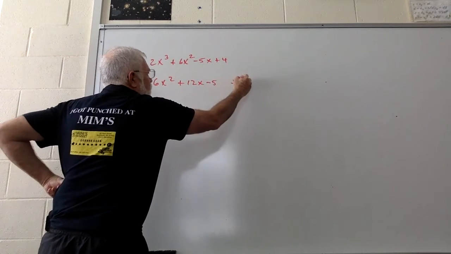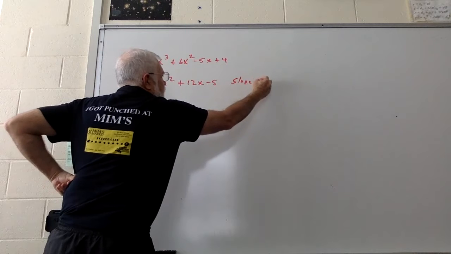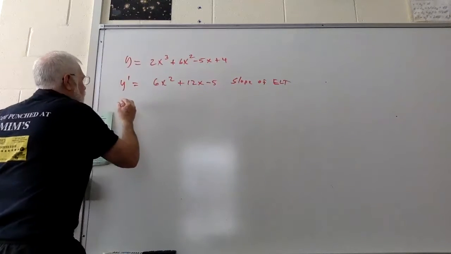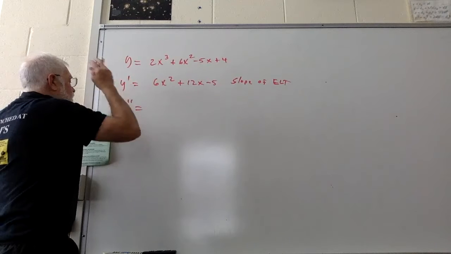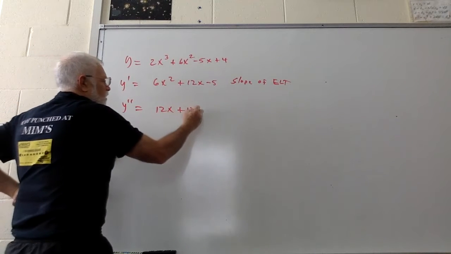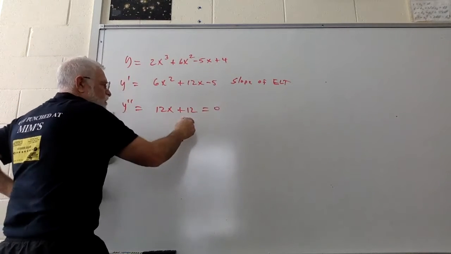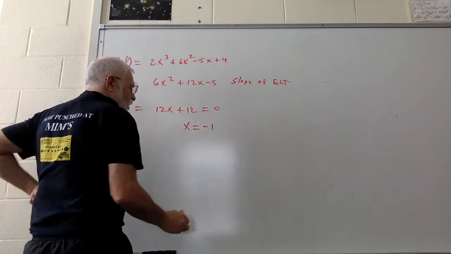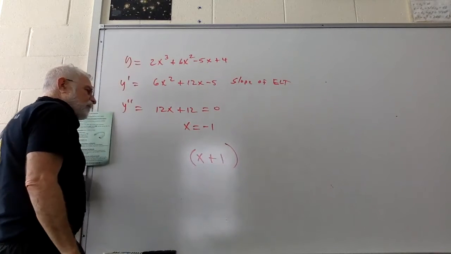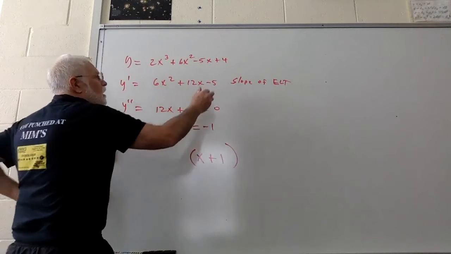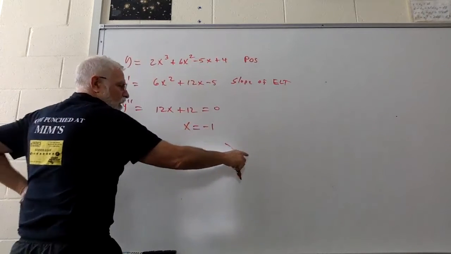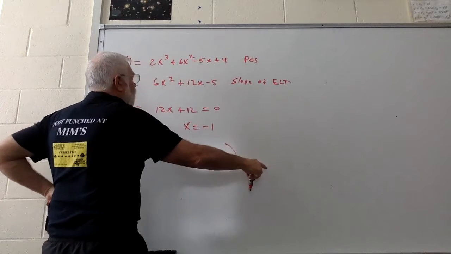That's going to assign the slope of the tangent, slope of ELT. When we find the x value necessary, that's when the second derivative equals 0 and changes signs, which is 12x plus 12. That equals 0 and does change signs at x equals negative 1. So the equation of the tangent line is going to start with a parentheses of x plus 1. We're going to plug negative 1 into the position function to find out where we are, the coordinate, the point.